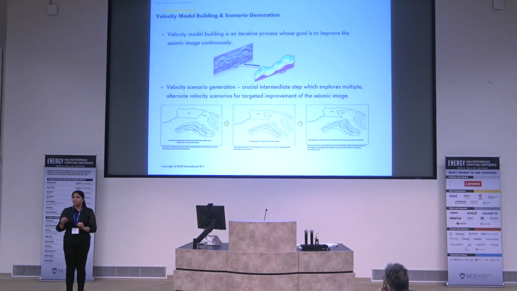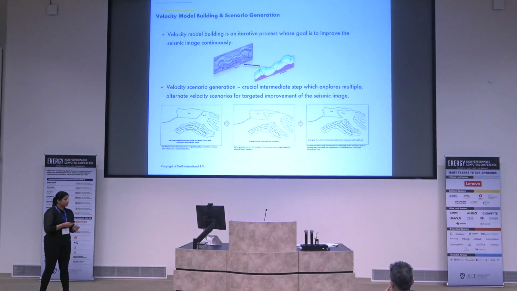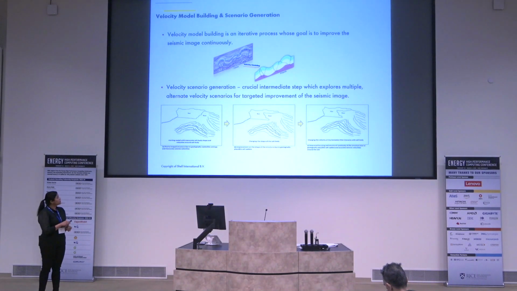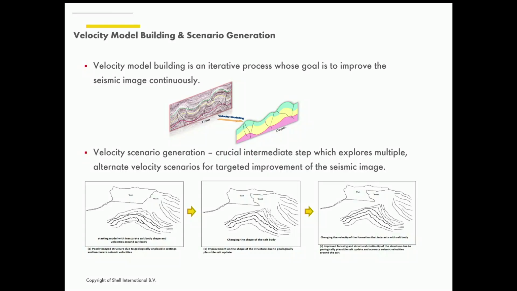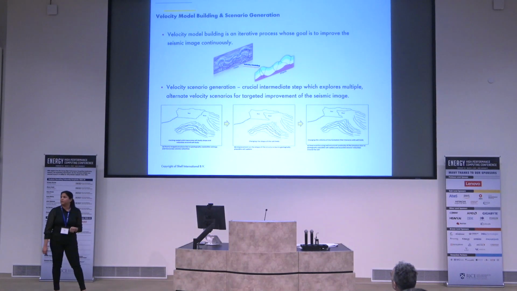And this step really involves tweaking the velocity model in the expectation that it will result in an imaging uplift in a localized region of the survey. How does it look? So if you look at the bottom three cartoons here, going from left to right, as you modify or perturb the shape of the salt in the shallow part of the survey, you realize the structural continuity of the seismic underneath it starts to improve, which means velocity scenario generation actually has quite a significant impact on improving the seismic quality.